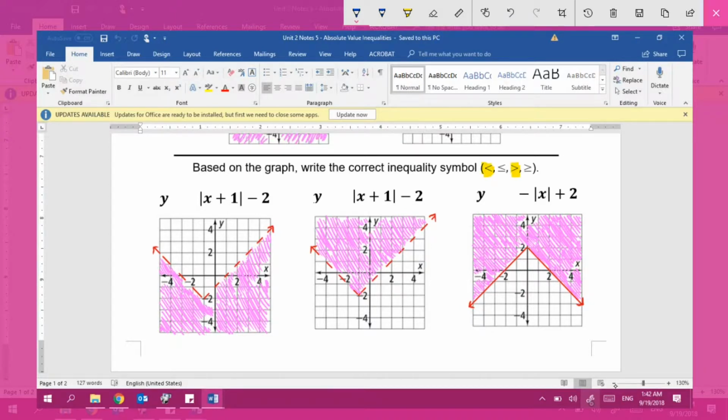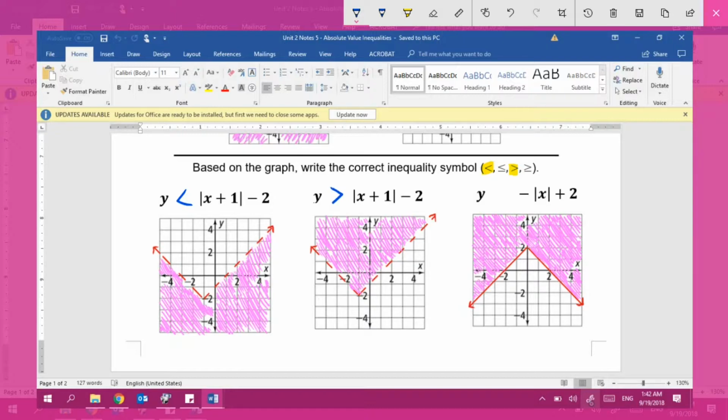And we can see that it is shaded below the v, which means we're going to be using less than. There we go. Looking at the second one, the middle picture, look at the boundary line. We can see that it's dashed, so that means we're going to use less than or greater than. And we can see it's shaded above the v, which means it's going to be greater than.